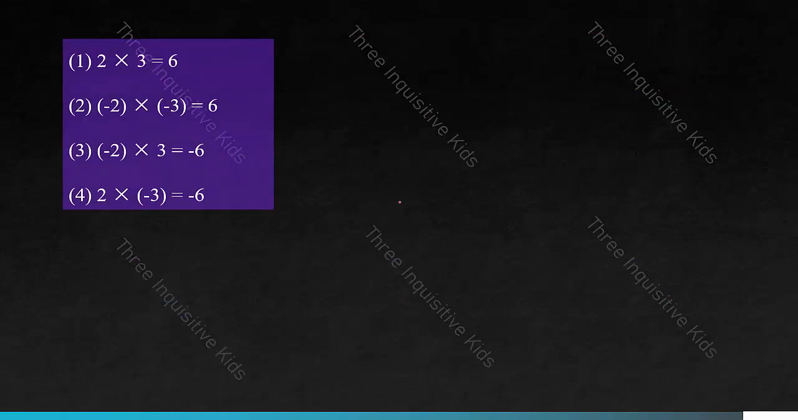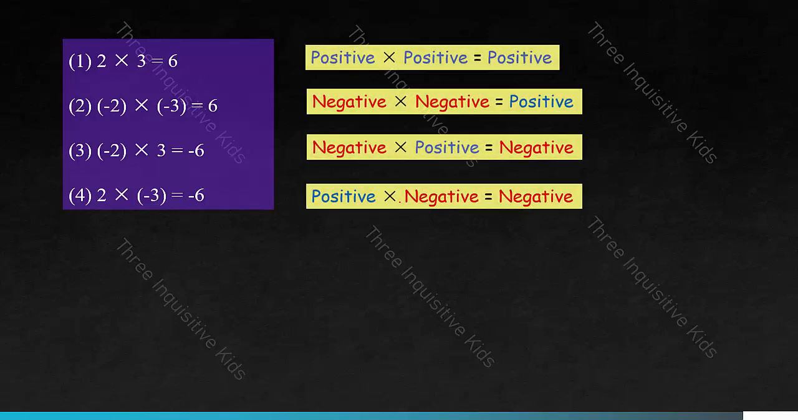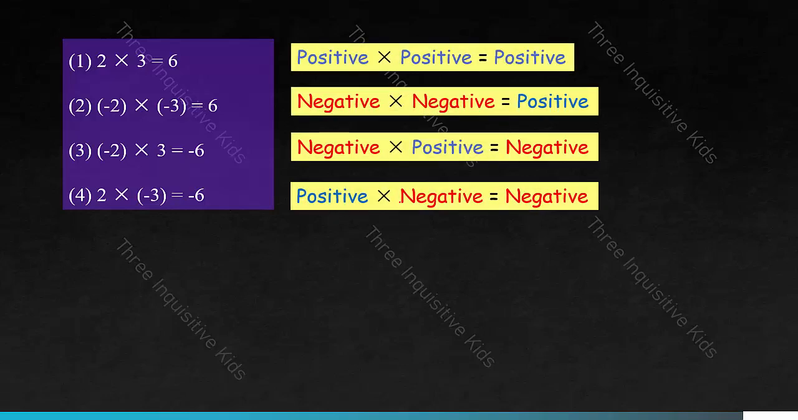Here we have 4 expressions. For the first one, we have 2 times 3, which is 6. You can see that both factors are positive, so we have a positive number. For the second problem, we have negative 2 times negative 3, which also gives us positive 6. This time, it's a negative times a negative, which gives us a positive. For the third problem, we have a negative times a positive, which gives us a negative product. And for the fourth one, we have positive times negative, which also gives us a negative product.